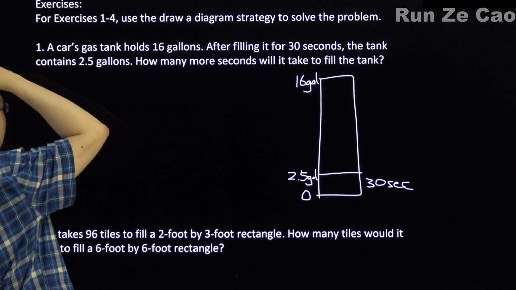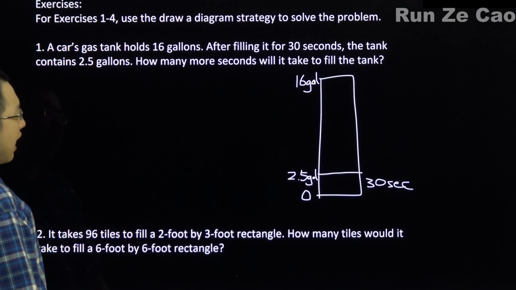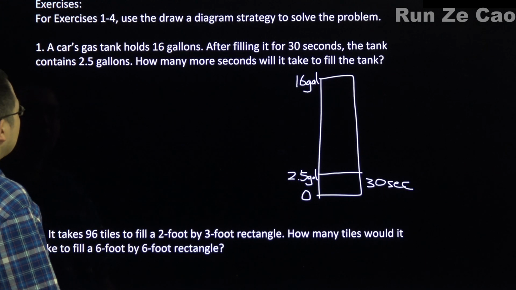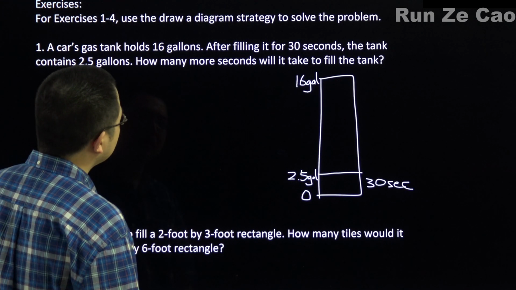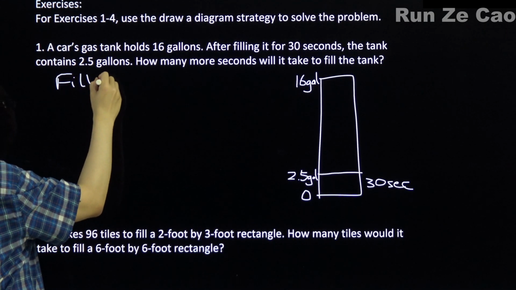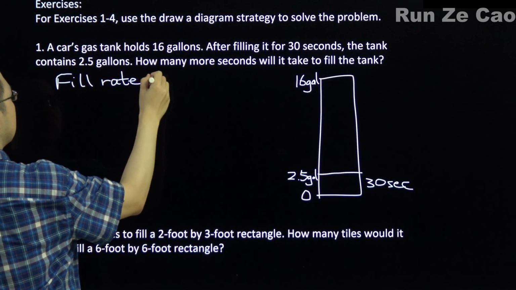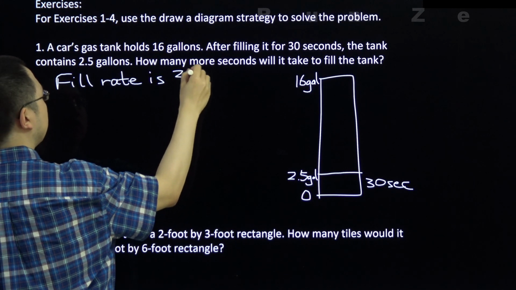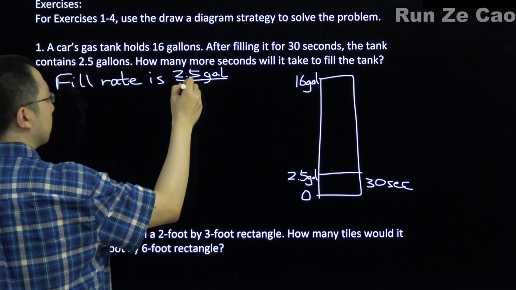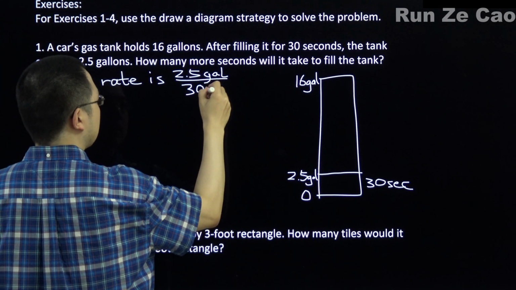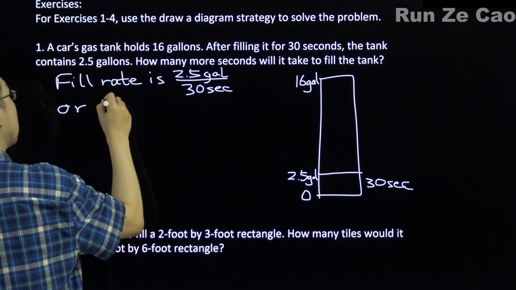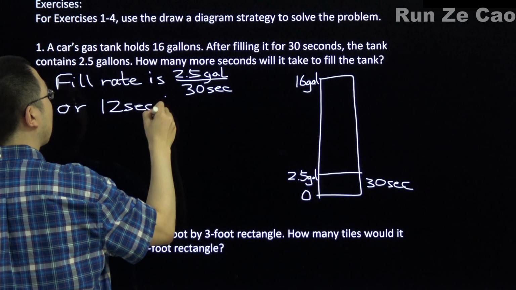So, a car's gas tank holds 16 gallons. After filling it for 30 seconds, the tank contains 2.5 gallons. How many more seconds will it take to fill the tank? Fill rate is 2.5 gallons per 30 seconds. Or you could give it as 12 seconds per gallon.